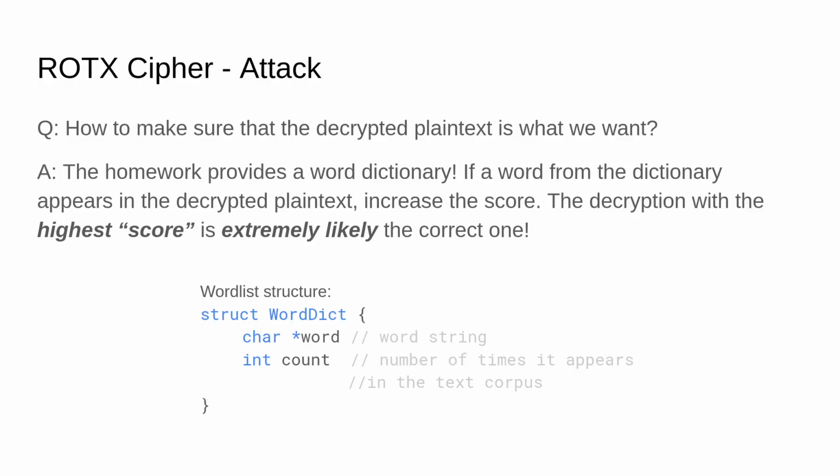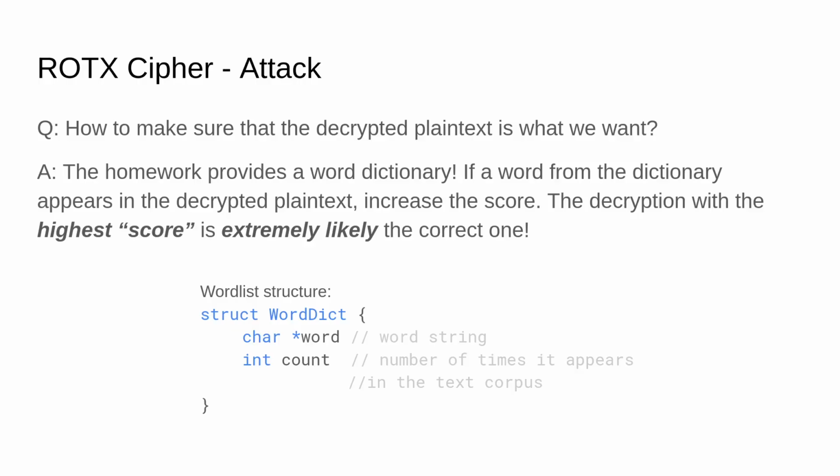So our goal is to assign a score to each possible decryption. The more dictionary words appear in your decrypted plain text, the higher the score is. And the more common a specific word appears in the text corpus, the higher the score should also be, right? We basically just evaluate your plain text according to that score, and if we pick the highest score, then that plain text is probably the original plain text.